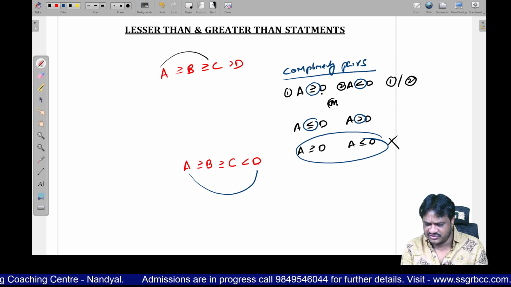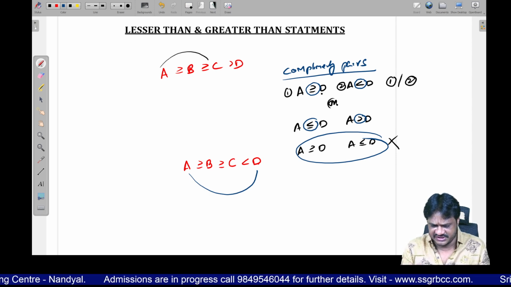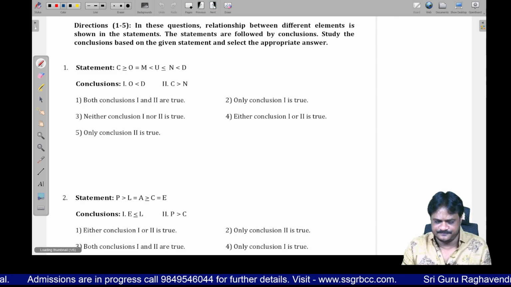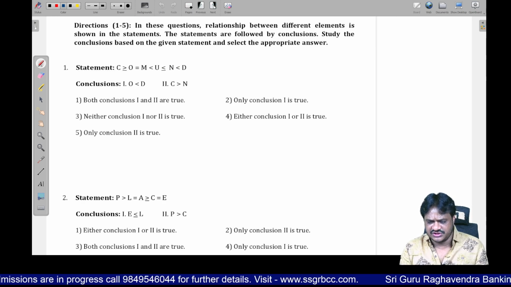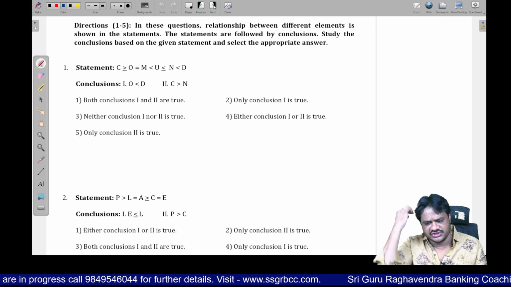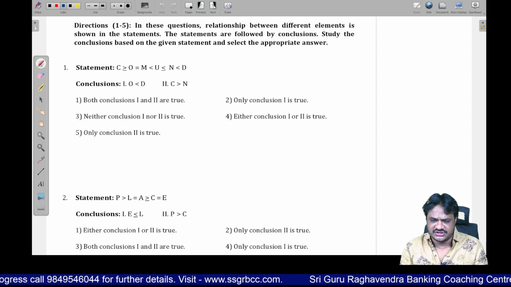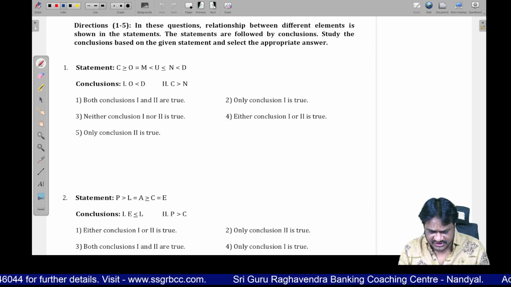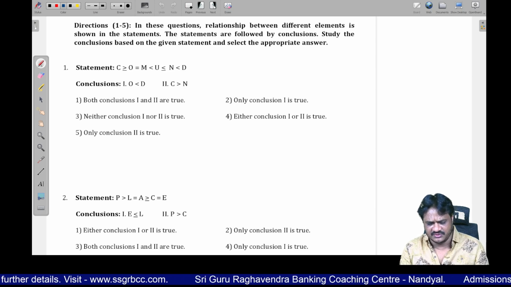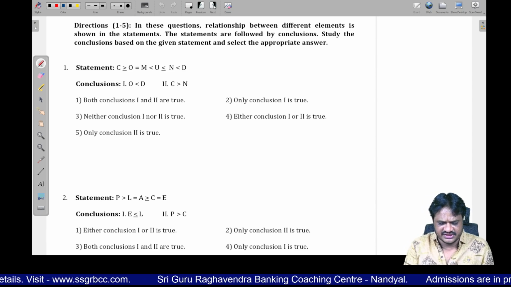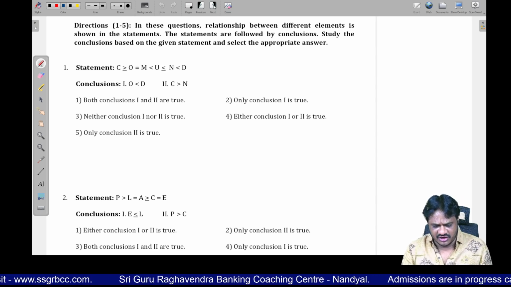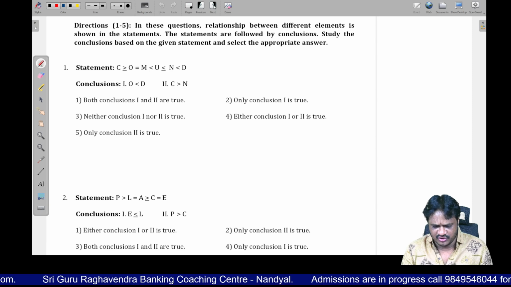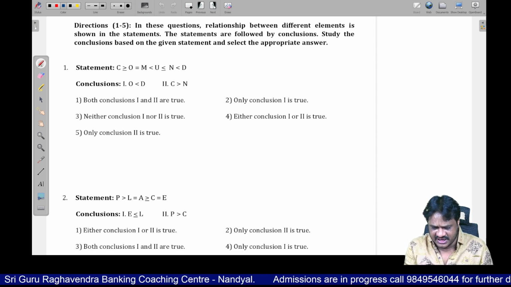If you see the questions, you can understand very easily. Now, let us see the first question. In these questions, the relationship between different elements is shown in the statements. The statements are followed by the conclusions. Study the conclusions based on the given statement and select the appropriate option. Now, let us see this statement. C greater than or equal to O, O is equal to M, M less than U less than or equal to N, N less than D.